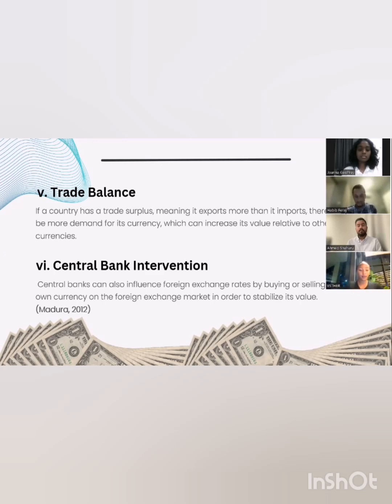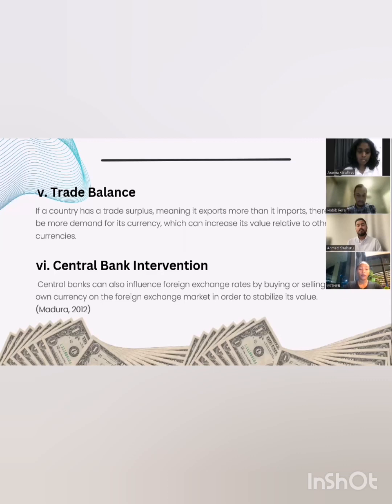This can impact their foreign exchange rates in the sense that if they have a positive current account, that means they have a trade surplus. In that sense, their money will be more demanded in making purchases, whereby it will increase its value relative to the other currencies.